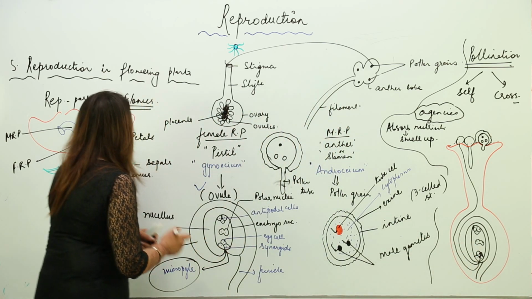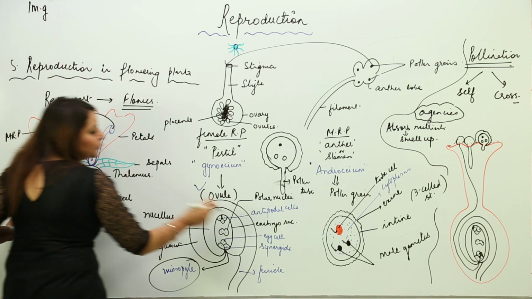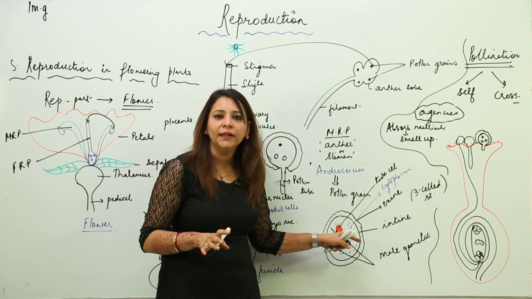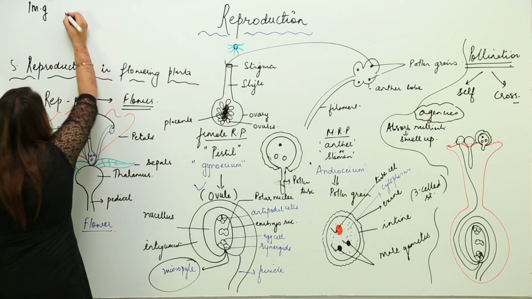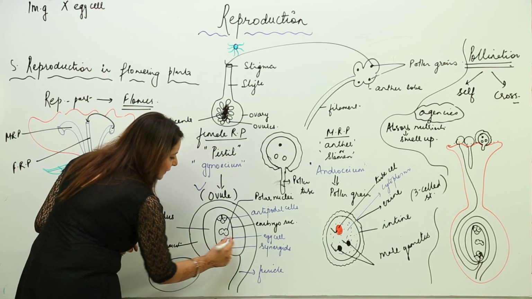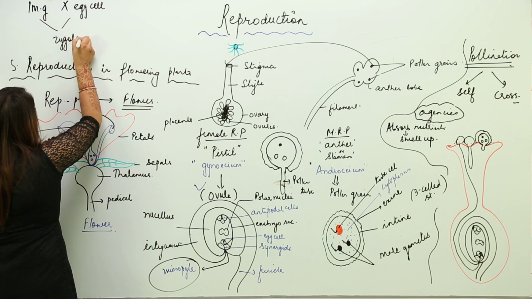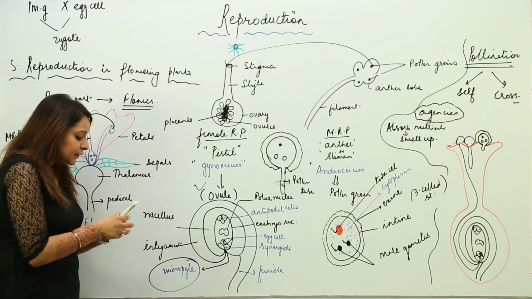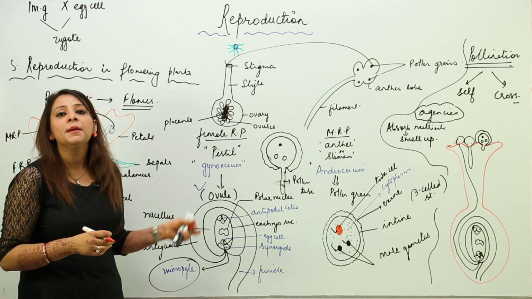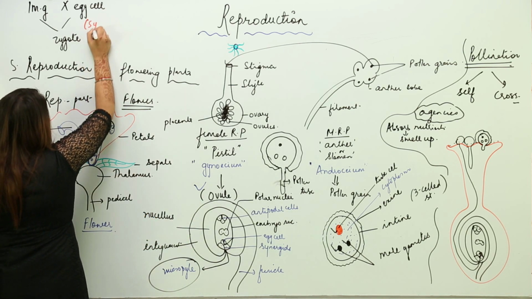Then after that, what happened? One male gamete, because we know that it possesses two gametes, and it is not that a specific one, it can be any. So one male gamete fuses with the special cell, that is the egg cell, in order to form the zygote. You know that fusion is always called fertilization, but in case of these flowering plants, this fertilization has been given a special name, that is syngamy.